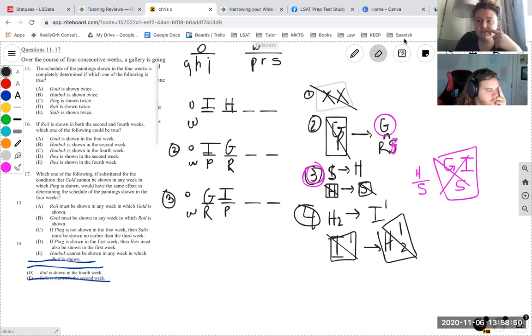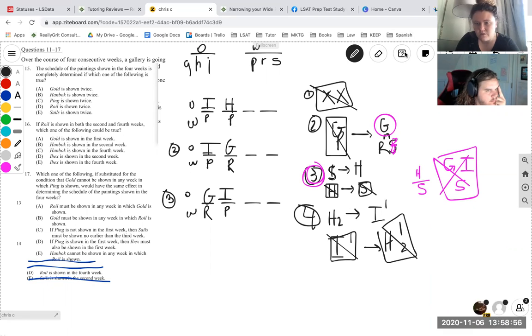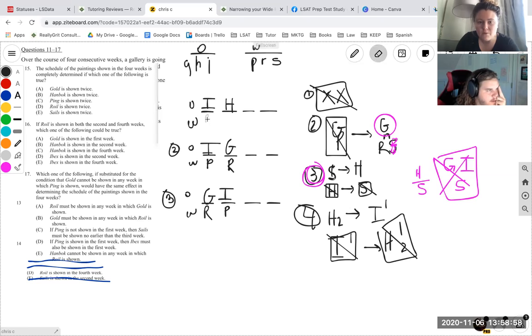But why can't we just put P here? Because maybe H is with P here. We don't know. I see. Okay. But we can add P to the second row, which was an awesome inference, because R is in the second one, so we can't have R next to each other.